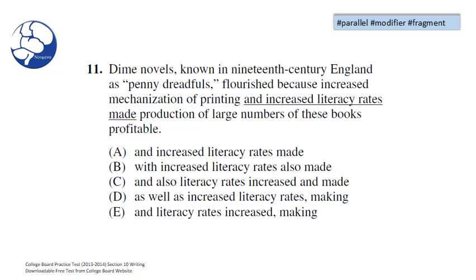I'm going to go ahead and keep A. A looks good. I'm going to cross out B. I see a modifier error in B. B is gone. I see a parallel error in C. We can eliminate C. I see a fragment in D. D is gone. And I see another parallel error in E. E is gone. Our answer is A.